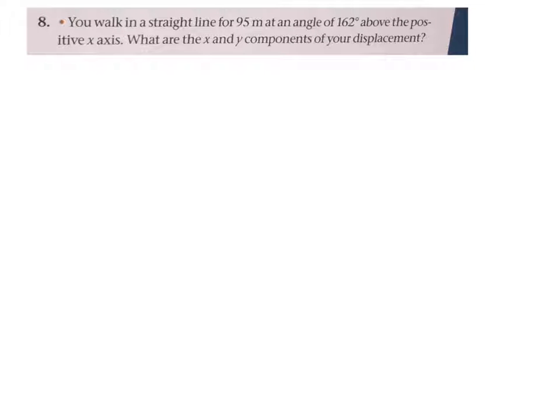Chapter 3, Number 8. You walk in a straight line for 95 meters at an angle of 162 degrees above the positive x-axis. What are the x and y components of your displacement? Alright, so let's draw an axis.